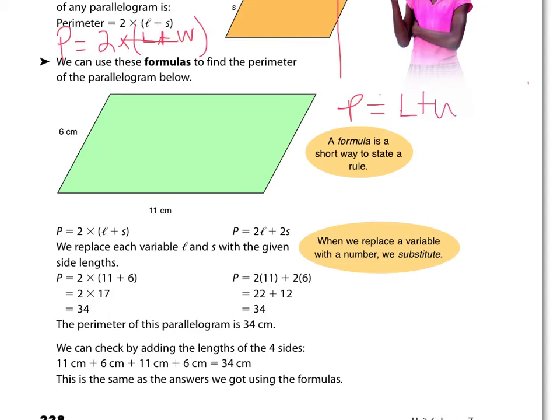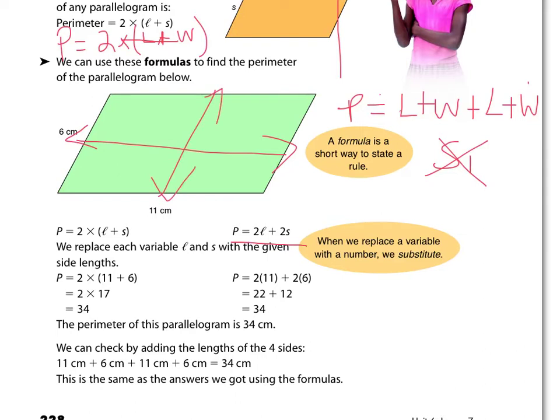Length plus width plus length plus width. This could not be a side 1, side 2 kind of a rule because our sides are the same. The other option is to go like this: multiply these two sides, so multiply the two lengths. If there's no sign in between, that means that we are multiplying.